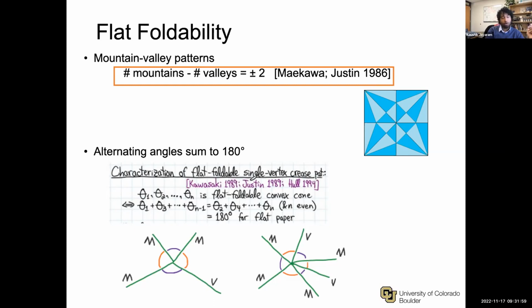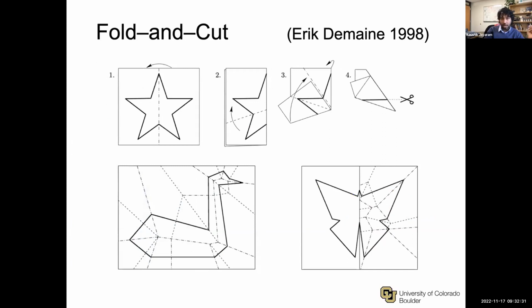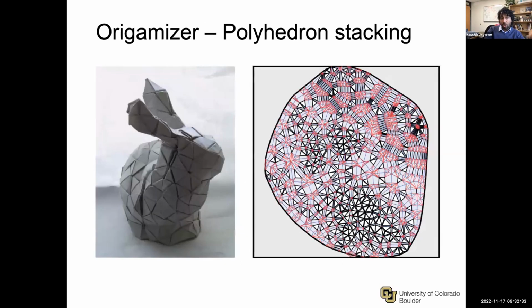Most of that course material is online through MIT OpenCourseWare, and I would encourage you to go check that out. Also, there's a number of software tools which are developed to make some of these designs simpler. One of them is the Tree Maker from Robert Lang. I've shared a link. With this idea you can draw basically stick figures or design trees, which help you build the entire structure. Again, talking about the folding and cutting approach.